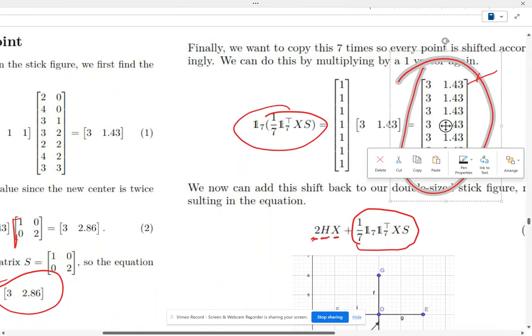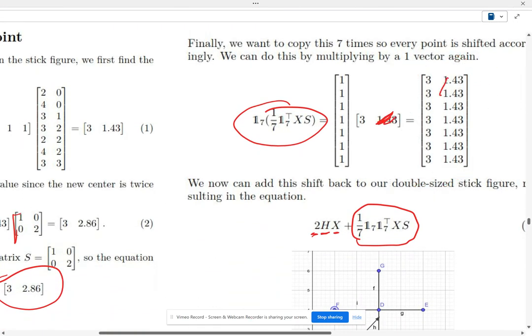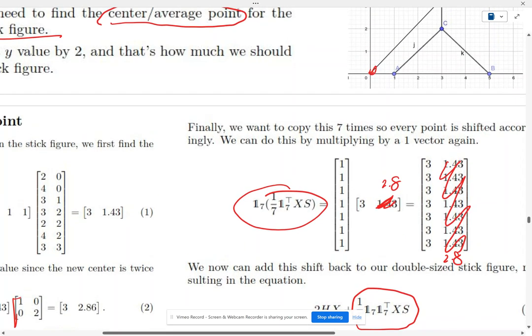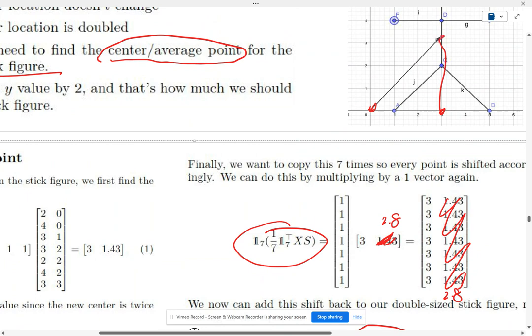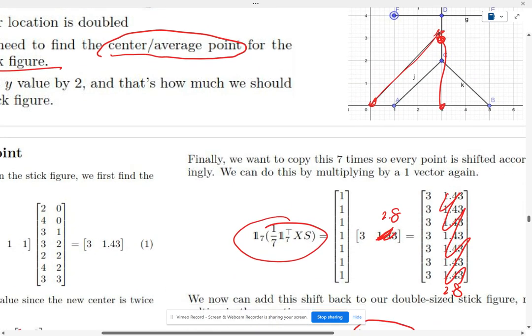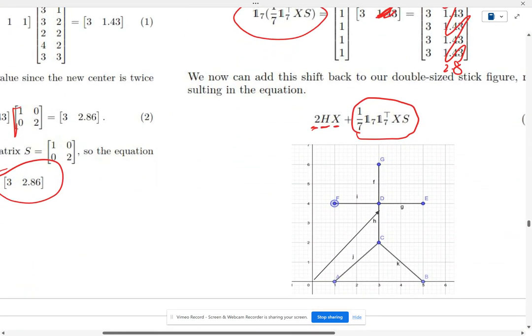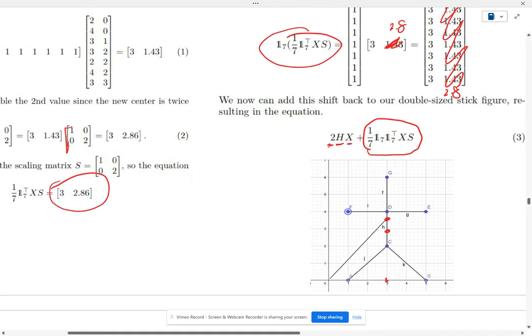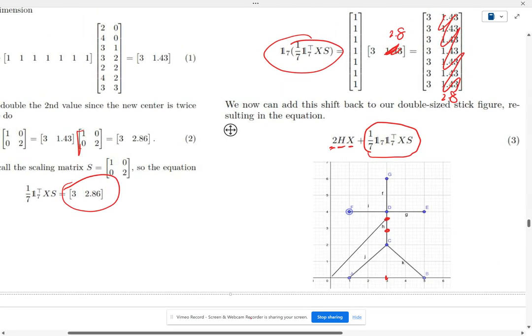This is a typo. This should be 2.8. Okay. So if we move everything by 3 and 2.8, which is around here, then we're going to move it back. 3 and, I don't know why I point here, it should be here. 2.8. Yes, 2.9. So it's almost 3. So that's the center point. So that's the final equation.